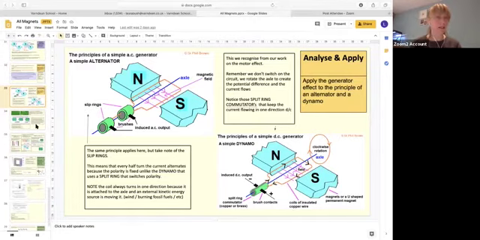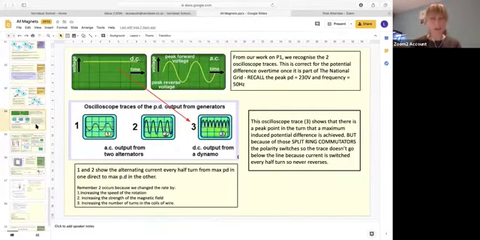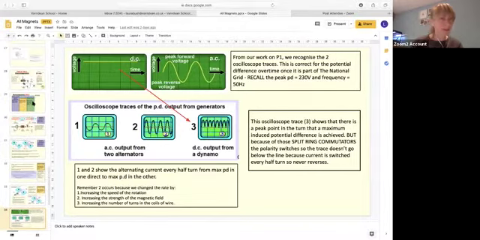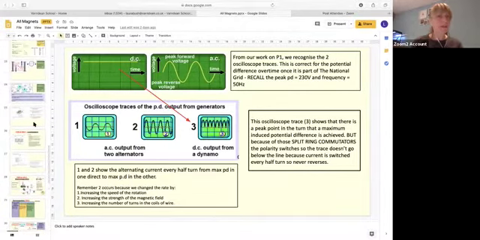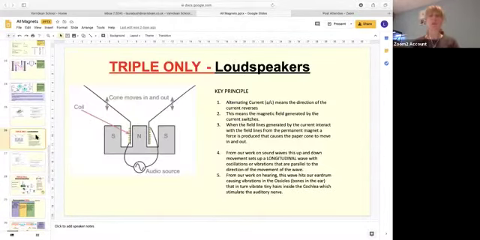What we then went on to, let me have a look, sorry, my slides have got ahead of me. And then what we didn't look at, because it was triple only, is how we apply that to loudspeakers. Okay, so here we've got the key principle with a loudspeaker: you've got an alternating current, which means the current reverses backwards and forwards, backwards and forwards. And so if you've got that current that is constantly changing direction, you've got those changes in the magnetic fields.